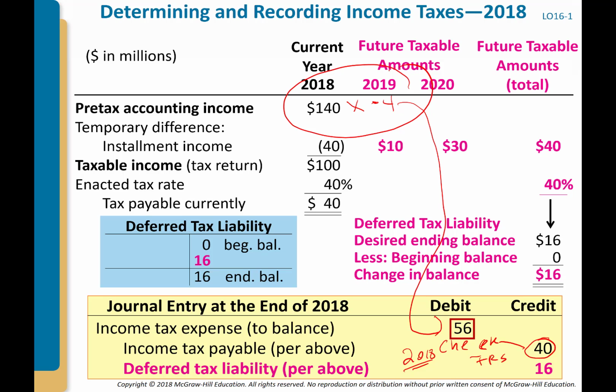Okay? Question? So pre-tax is book income. Pre-tax accounting income is book. I'm sorry, some literature will call it book income. Accounting income, same synonymous terms.